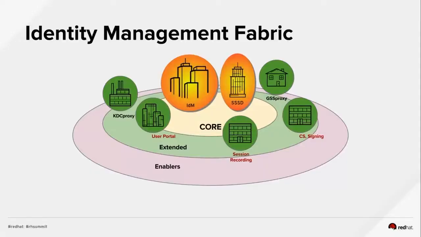Okay, so moving forward, the next ring is enablers. Now that we have built the core and extenders around the core, we want other parts of the data center to be integrated. So we need to enable other parts of the data center to work well with what we built. The first thing that we built several years ago was Certmonger. Certmonger is the client-side component that allows you to fetch, track, and renew certificates in an automated fashion.